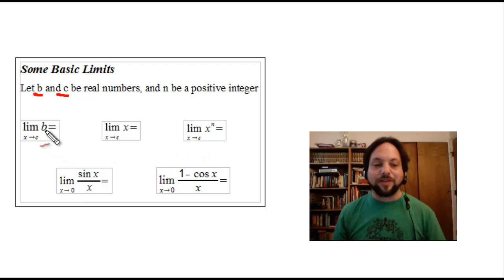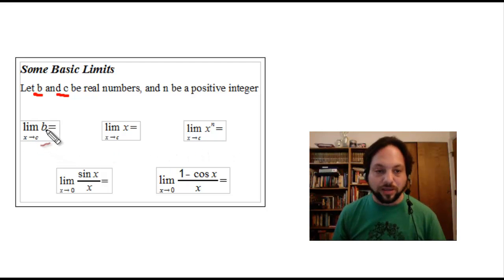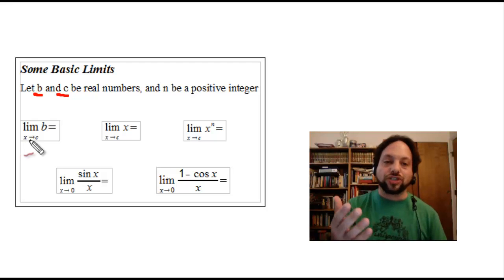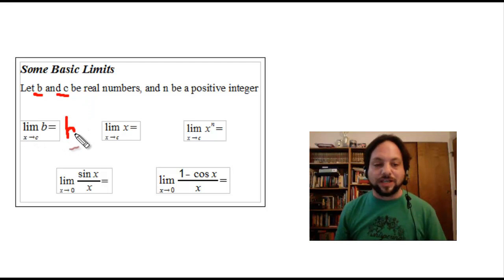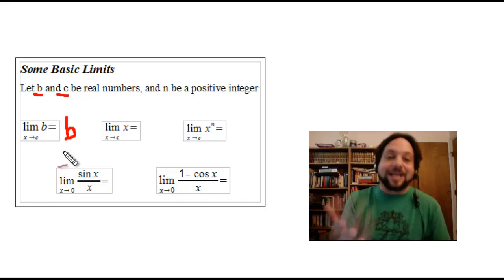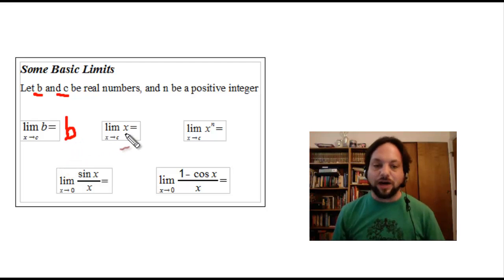So, what is the limit of a constant function b as the x value approaches c? Well, if this is a constant function, it's not going to change at all no matter where we go. And so the limit of this is simply going to be that constant value. Easy enough. Consider this one, the limit of x as x approaches c.